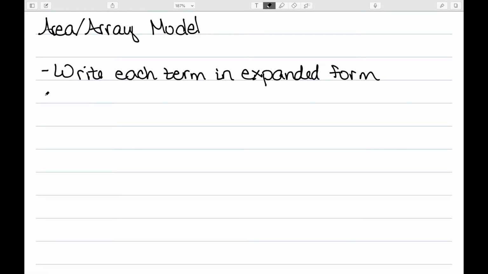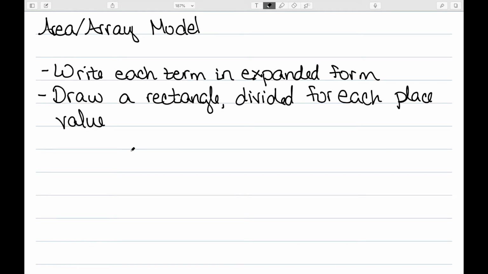In this video, I'm going to talk about the area and array model for multiplication, as well as lattice multiplication. So with the area array model, the first step is to write each term in its expanded form. We then draw a rectangle and we divide it for each place value. So we make sure we have a column for each place value in the first number and a row for each place value in the second number.